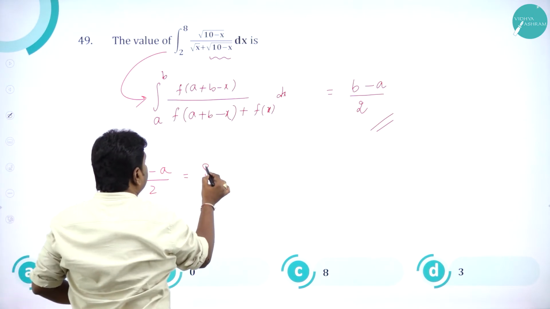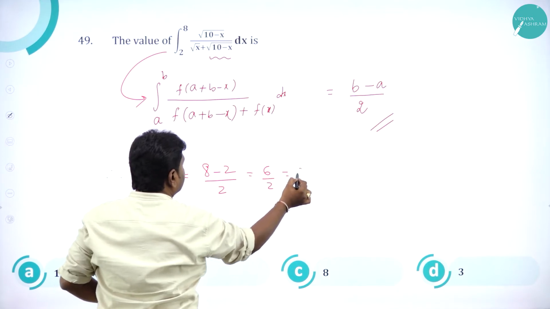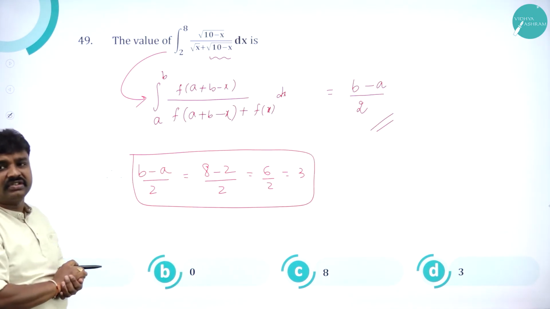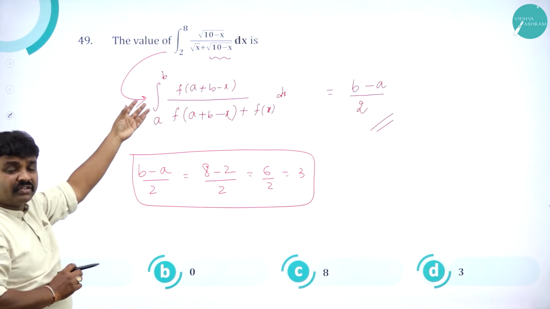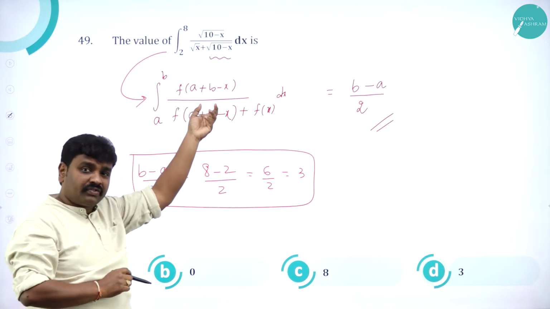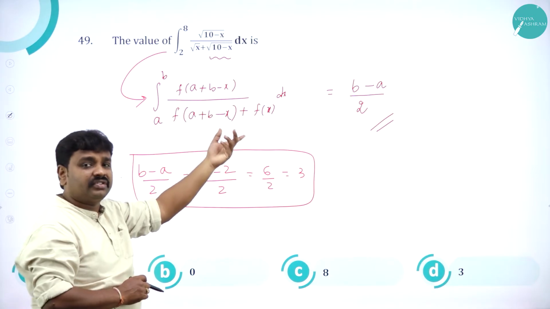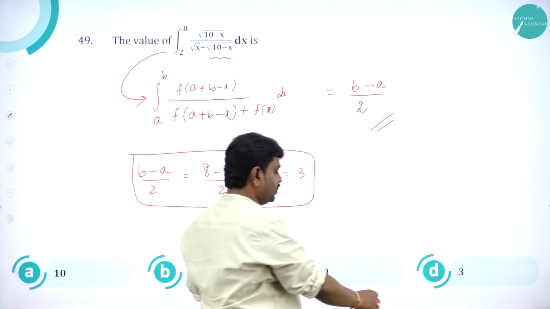What is b minus a by 2? 8 minus 2 by 2, that is 6 by 2. What is 6 by 2? 3. So, we'll do like this. This will take just 10 seconds. Read the question, observe. Careful observation reveals that it is in the form of integration from a to b of f of a plus b minus x divided by f of a plus b minus x plus f of x. The answer is b minus a by 2. Do we have 3? Yes, option D.